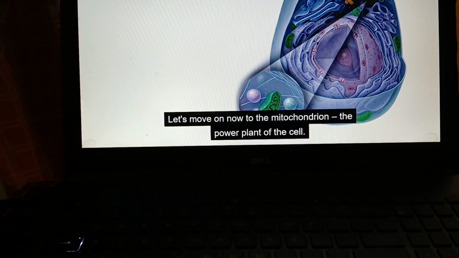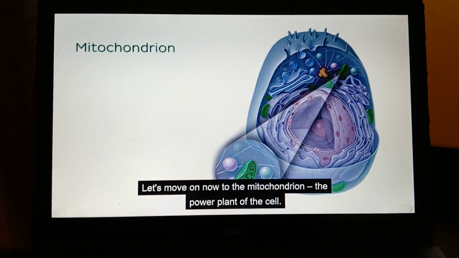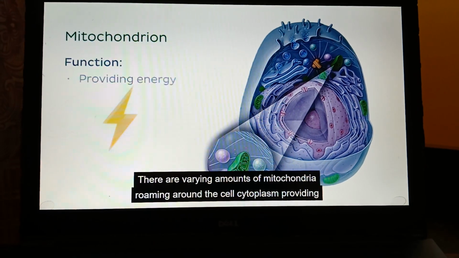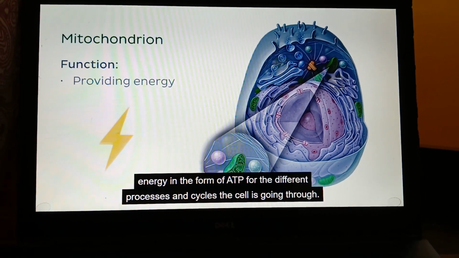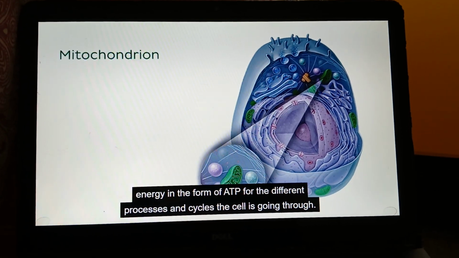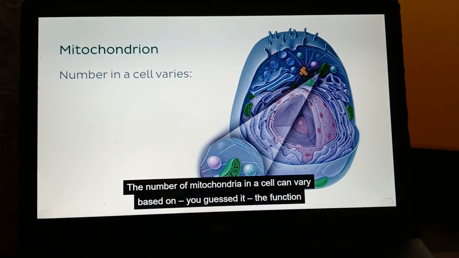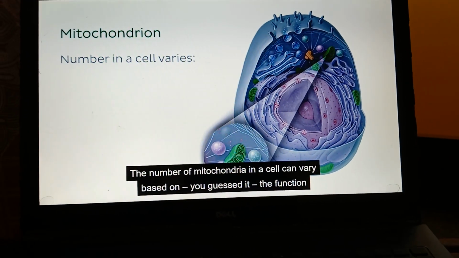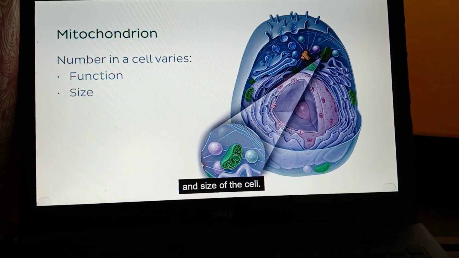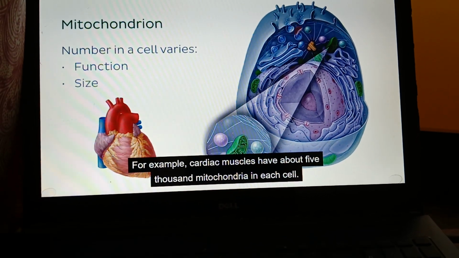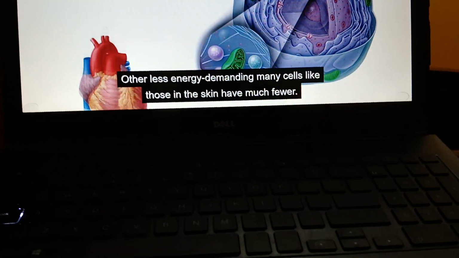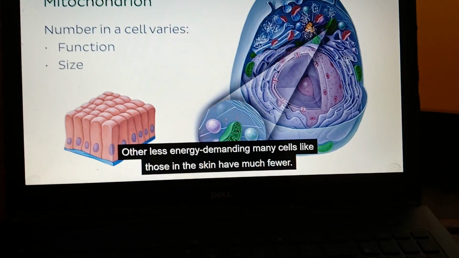Let's move on now to the mitochondria, the power plant of the cell. There are varying amounts of mitochondria roaming around the cell cytoplasm, providing energy in the form of ATP for the different processes and cycles the cell is going through. The number of mitochondria in a cell can vary based on, you guessed it, the function and size of the cell. For example, cardiac muscles have about 5,000 mitochondria in each cell. Other, less energy-demanding cells, like those in the skin, have much fewer.